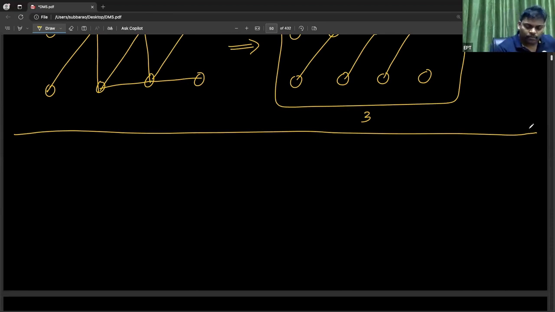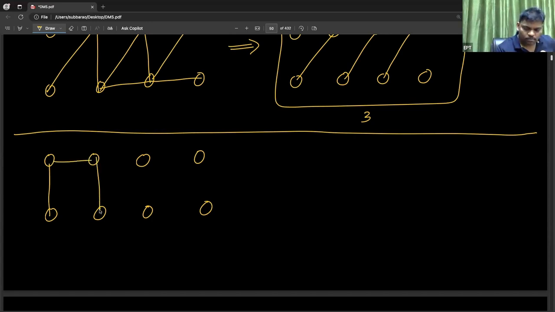Okay, one more problem. Can you try? This is also 8 vertices. Now, can you try what is the matching number of the graph? Try this. Again, I'm giving 1 or 2 minutes. Try.